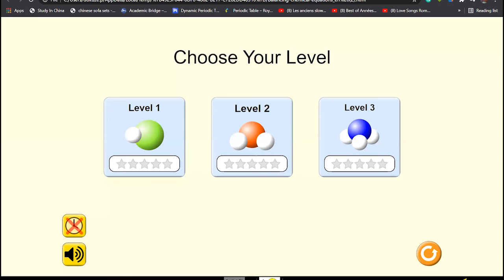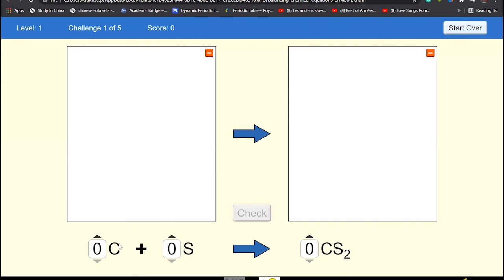Now here is the game. You have to choose the level you want. I will show you an example. You choose the level, and then with the exercise you have here, you have to make it balanced. So I will balance 1 for you to let you know how it looks when you get the right answer.